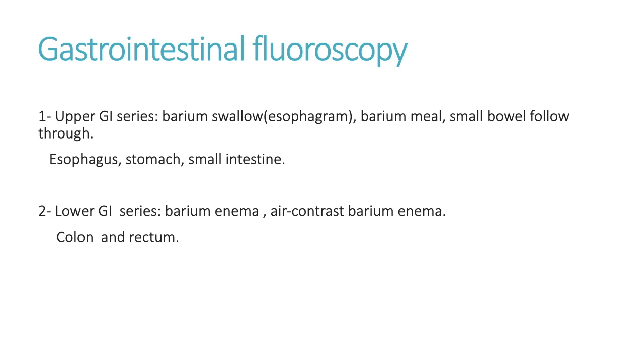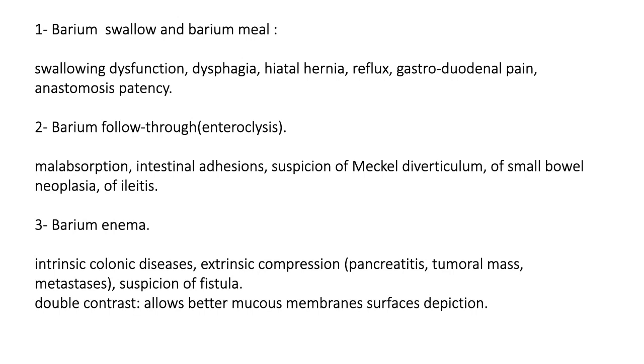In the upper we have a barium swallow, barium meal, a small bowel follow through, where we want to see the esophagus, stomach, and small intestine. In the lower GI, we have barium enema and air contrast barium enema, just to watch the colon and rectum. So these are a few indications for different types of studies.